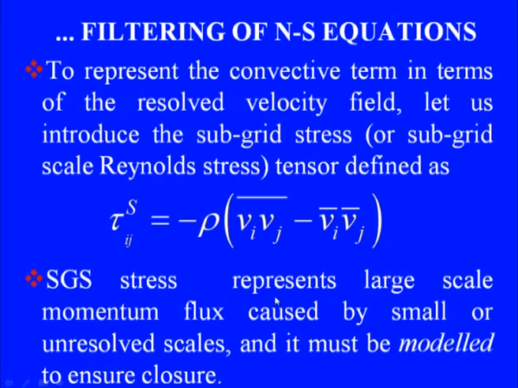So now this subgrid stress, what does it represent? It represents the large scale momentum flux which is caused by small or unresolved scales. Since it involves a term which we cannot compute explicitly using our filtered velocity values, that is Vi bar and Vj bar, this term ViVj over bar cannot be computed in terms of Vi bar and Vj bar explicitly. So this whole term, this τij s, has to be modeled to ensure the closure of the filtered Navier-Stokes equation, and this modeling is referred to as subgrid scale modeling.